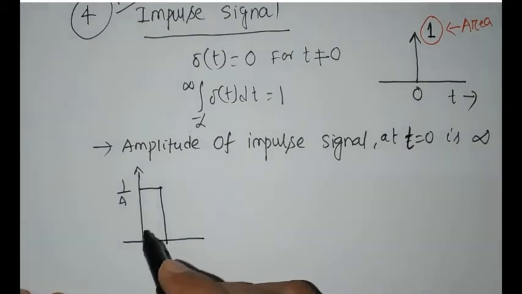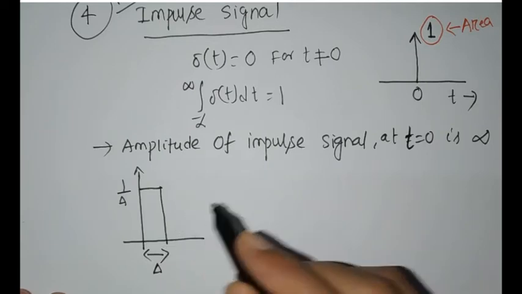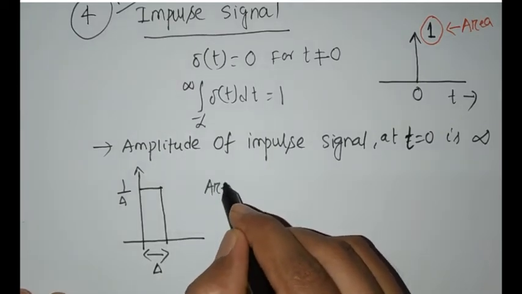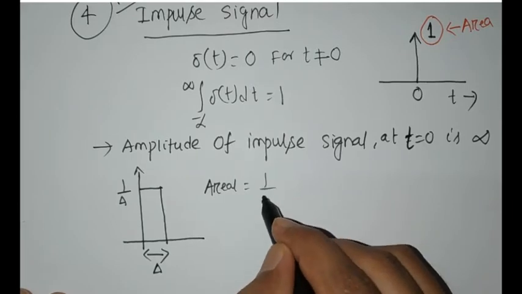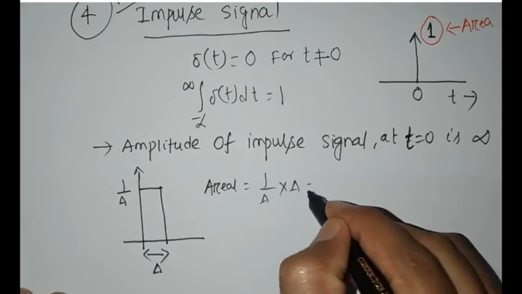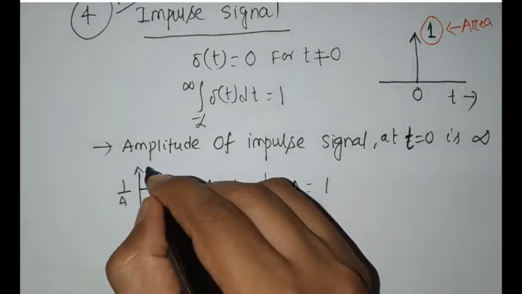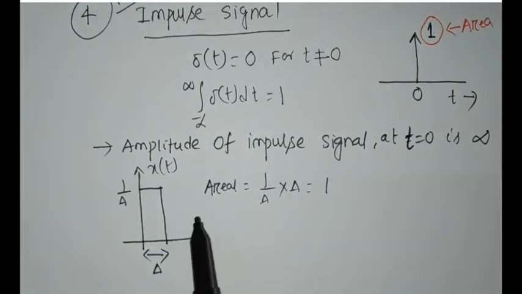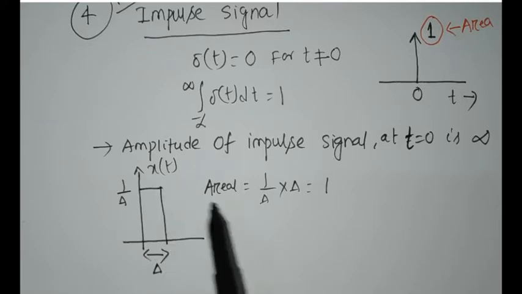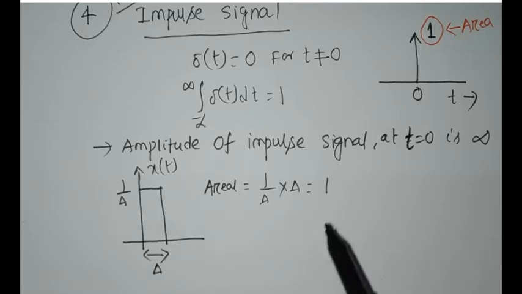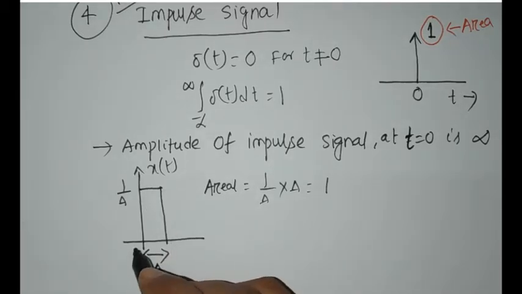Now if you see here, what is the area of this pulse? The area is 1/Δ multiplied by Δ, which equals 1. Okay, the area is 1. Clear? So the area under the rectangular pulse equals 1. Now let this be x(t). So the area of the signal x(t) is 1.